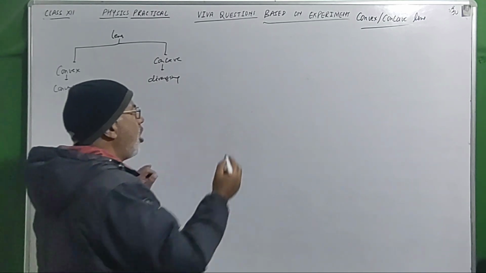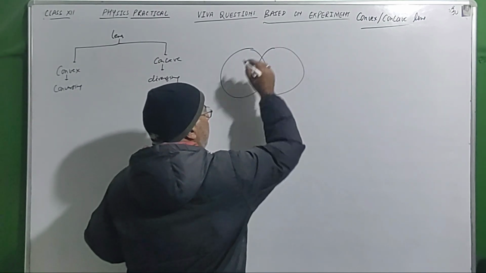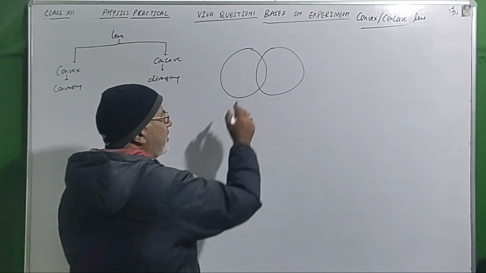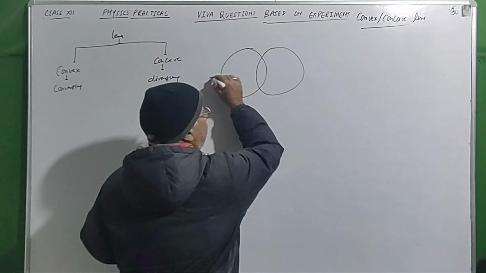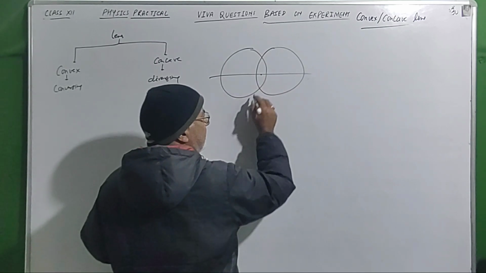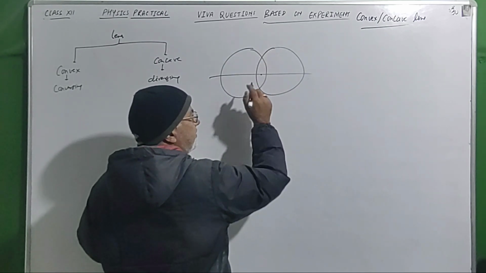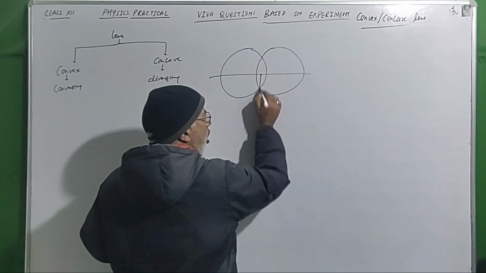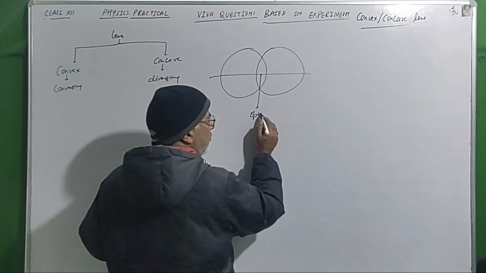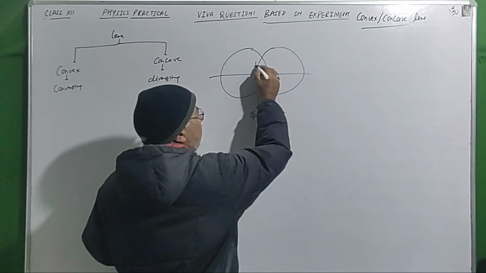And the examiner asks how lenses are formed. Please see. We use two solid spheres and cut them like that. This is a convex lens, which is thicker in the middle and thin at the edges. This point is called the optical center. This is the first surface of the lens.